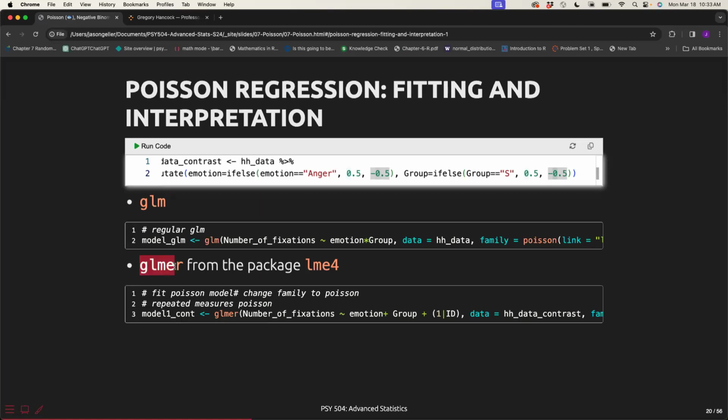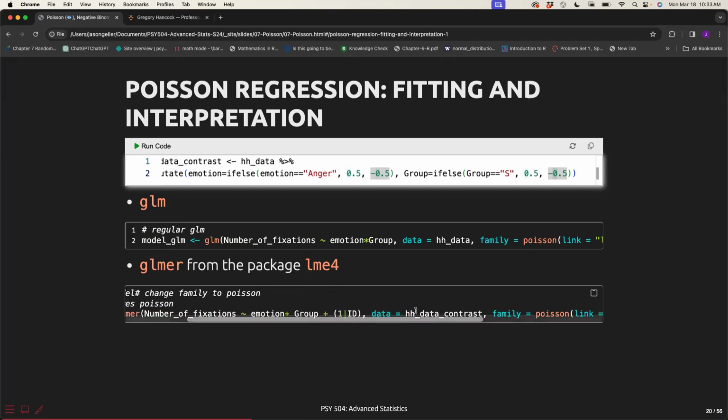And we're going to use the glmer function from lme4. So here in the glmer function, the only thing that differs between these two formulas is that we have a random intercept included here for ID. So this is not a maximal model. So little pop quiz here. What do we need to add here to make this a maximal model?